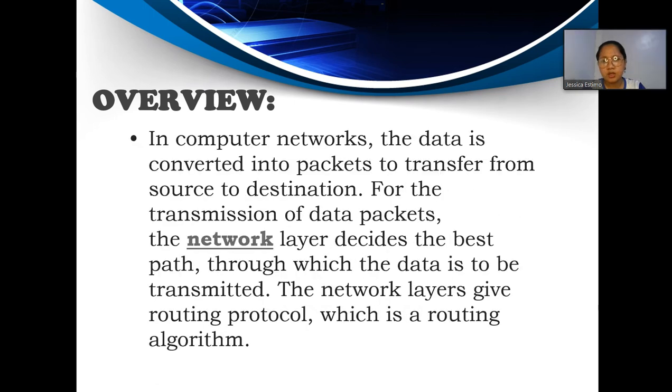So, an overview. In computer networks, the data is converted into packets to transfer from source to destination. For the transmission of data packets, the network layer decides the best path through which the data is to be transmitted. The network layer gives routing protocols, which are routing algorithms, that give the best and least cost path through which data is transmitted from source to destination.